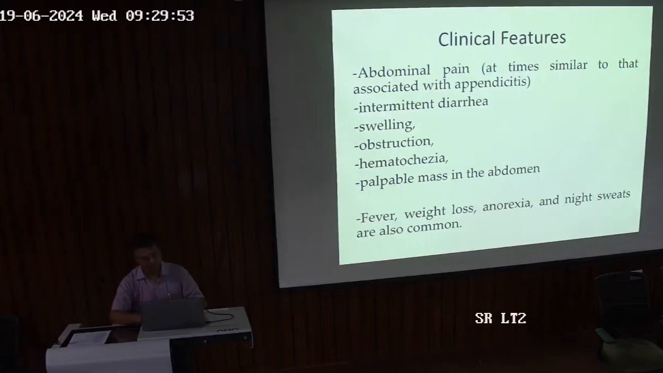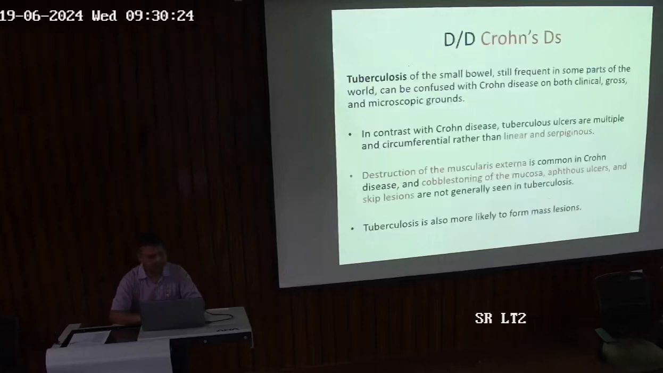subacute intestinal obstruction. Hematochezia is the presence of, what is hematochezia? Blood in the stool, which may be oozing through the ulcers formed by the bacteria, and a palpable mass in the abdomen. And constitutional symptoms, as can occur in tuberculosis of any part of the body, which are fever, weight loss, anorexia, and night sweats. These are the constitutional symptoms of the disease.